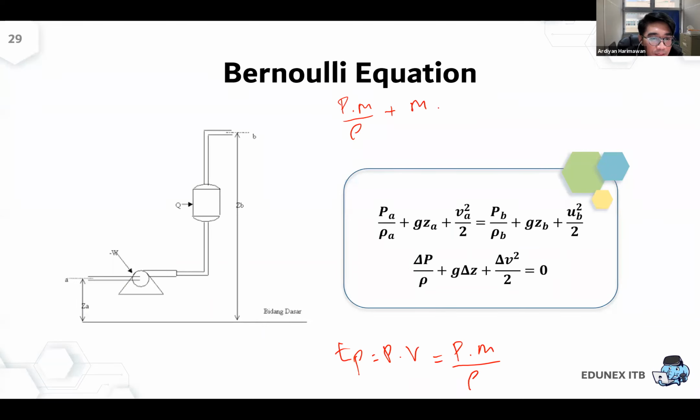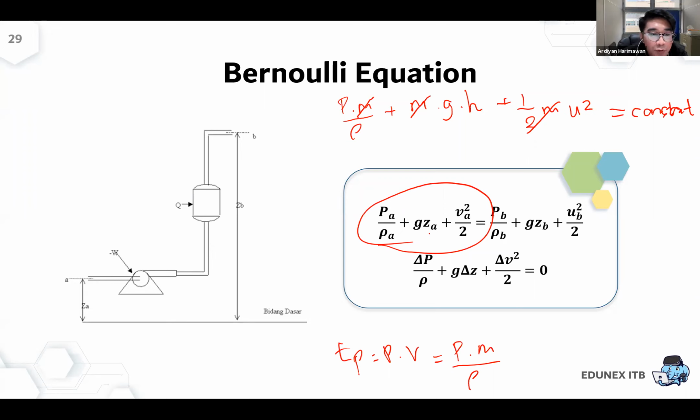For the potential energy, this one, H or Z, don't get confused with the symbol. And then this one. The total should be constant. This is the term in energy. The unit will be joule. You can divide all the components by the mass, so you get this formula. If you divide all the energy components by the mass, it becomes specific energy.